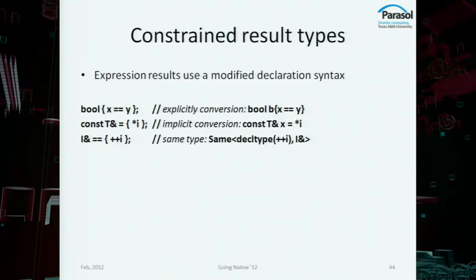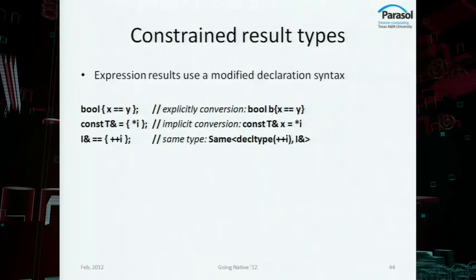That weird syntax for describing result constraints actually has this as the rest of it. So we kind of borrowed the initializer syntax and made some small changes in order to describe result types. The first one, bool x equals y, says that the result of that expression has to be explicitly converted to bool. The second one says that star i must be implicitly convertible to a constant reference to type T, which is kind of a strange thing to say. Basically, it says you can bind a constant reference to the result of that expression. But the equal sign means implicit conversion, usually. And the last one is the result of plus plus i has to be the same as reference to I. So the equal here is a sort of extension of the declaration syntax to get same type constraints.